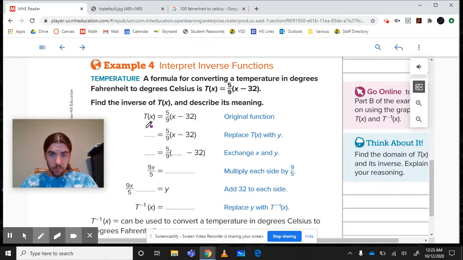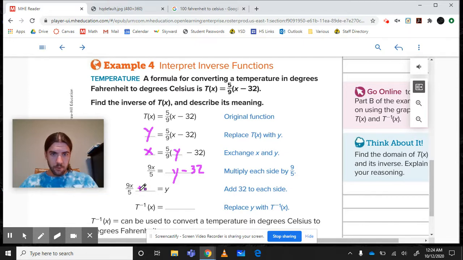So replace the T of x with y. We're going to put y here. We're going to exchange our x and our y. We now have our inverse relationship. We just need to solve for y. So we multiply by 9/5 on both sides. That gives us y minus 32. And then we just add that 32 to both sides.